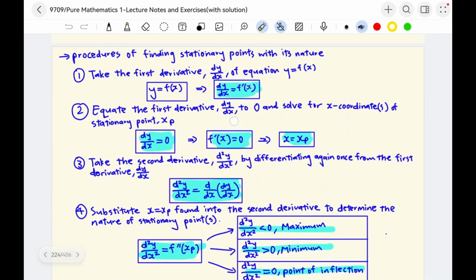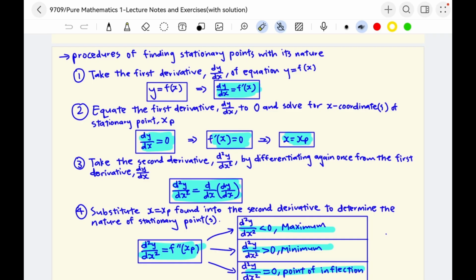Okay, let's jump into the procedure of finding stationary points with their nature. First, take the first derivative from the original equation, or the equation of the curve. Next, I want to find its stationary point. Equate the derivative to 0. Then you solve for the x coordinates. So xp is the x coordinate at the point where dy/dx is equal to 0, which means that it is the stationary point.